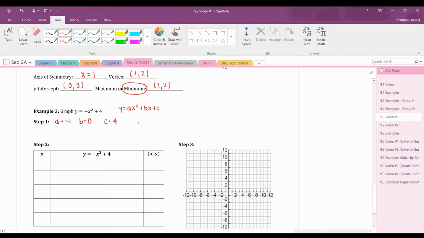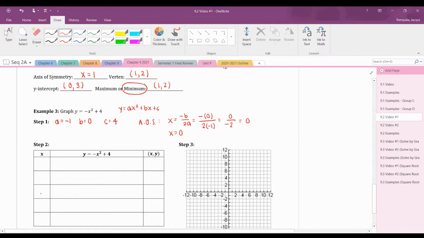Okay, so I'm going to use that information to find the axis of symmetry. So x equals negative b over 2a. So negative, and then in parentheses, we'll plug in our b value, which is 0. And that's divided by 2 times, I'll plug in my negative 1. Well, negative times 0 will be 0 on the top. 2 times negative 1 is negative 2, but 0 divided by anything is 0. So it looks like x equals 0 is my axis of symmetry.